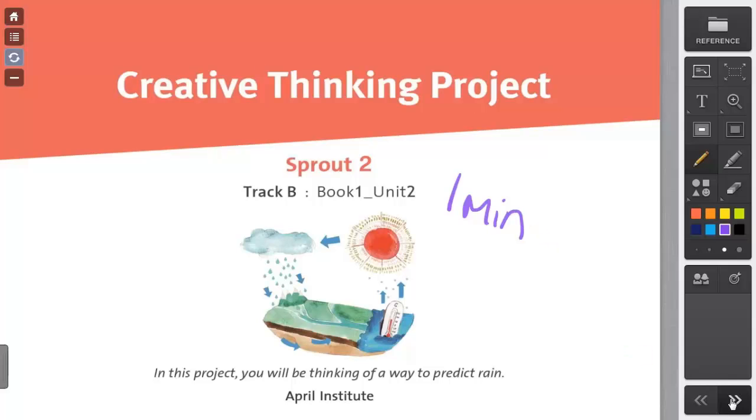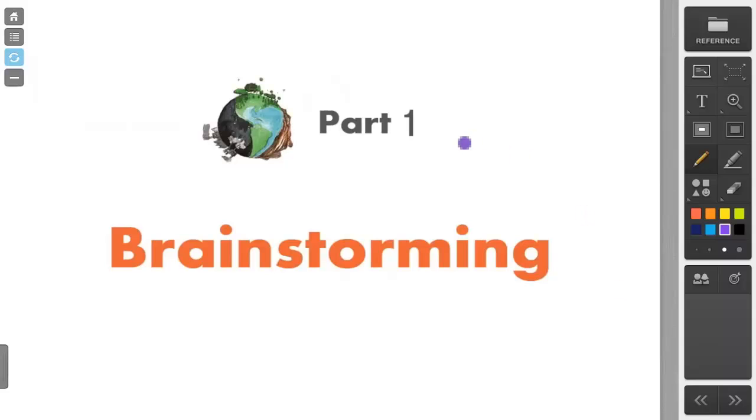Moving forward, we come to Part 1, and you'll notice this is brainstorming. During Unit 1, the first thing that we did was cover the thinking tool. This is different. We are going to start with brainstorming, because the thinking tool is exactly the same as Unit 1, so we don't need to spend our time teaching it again to students.